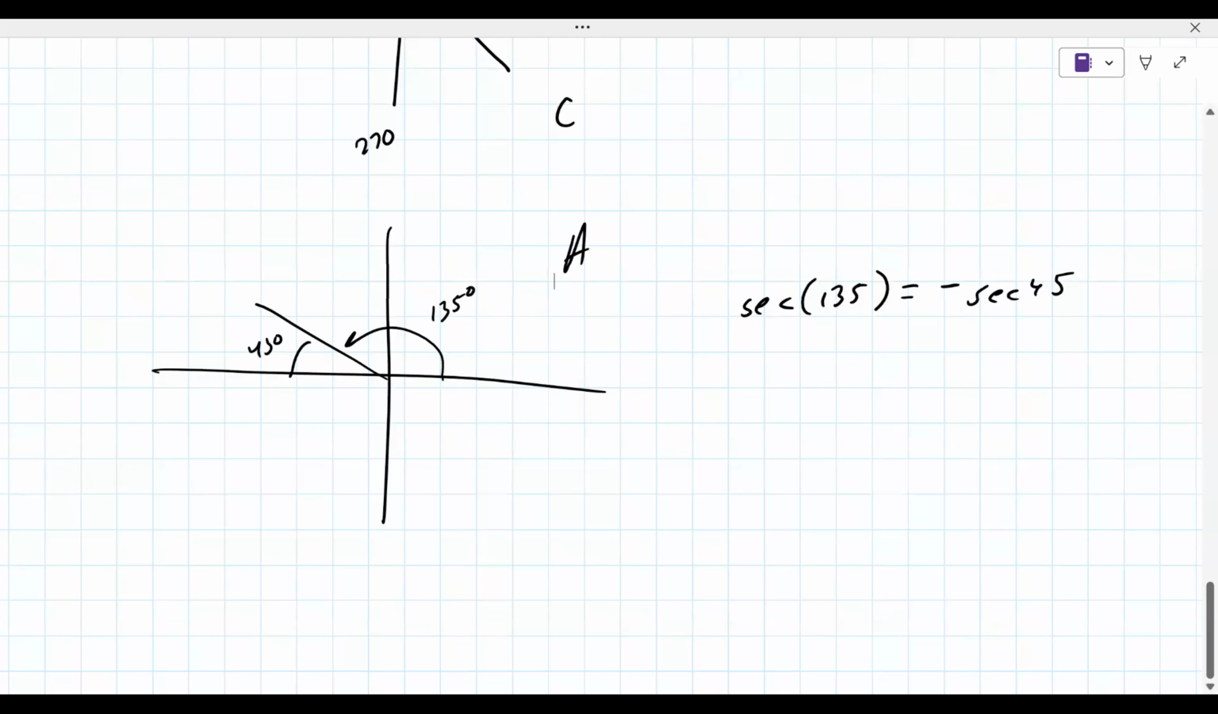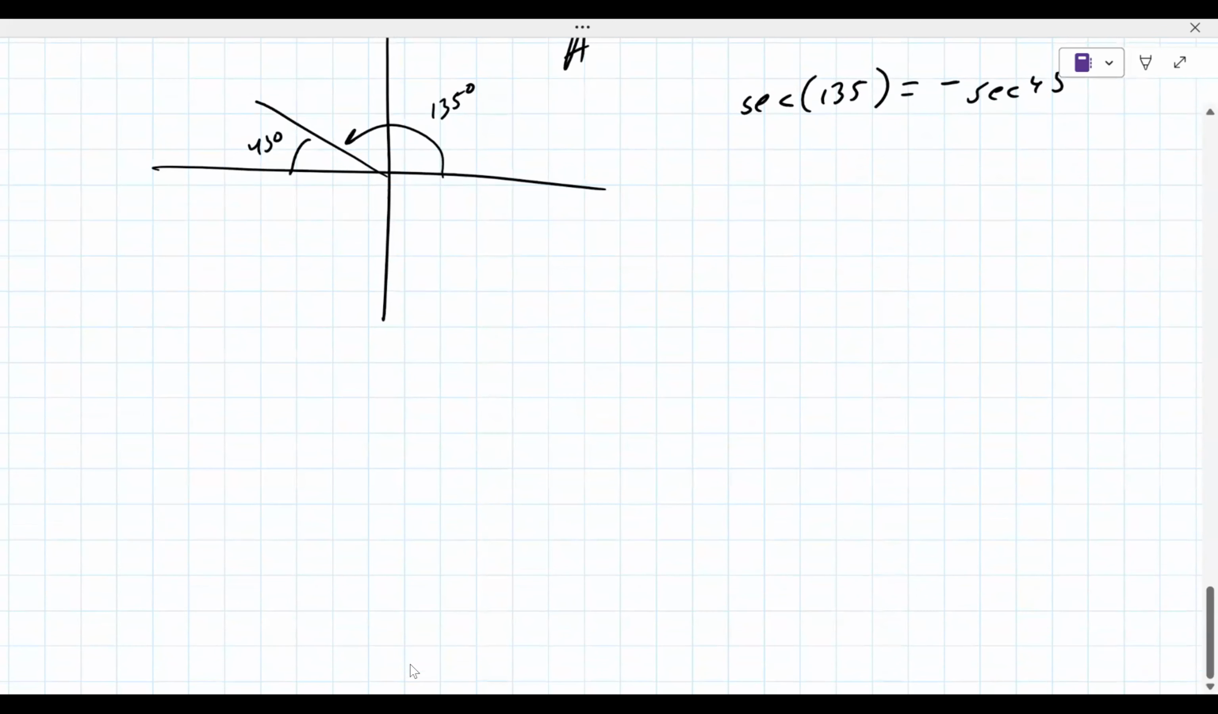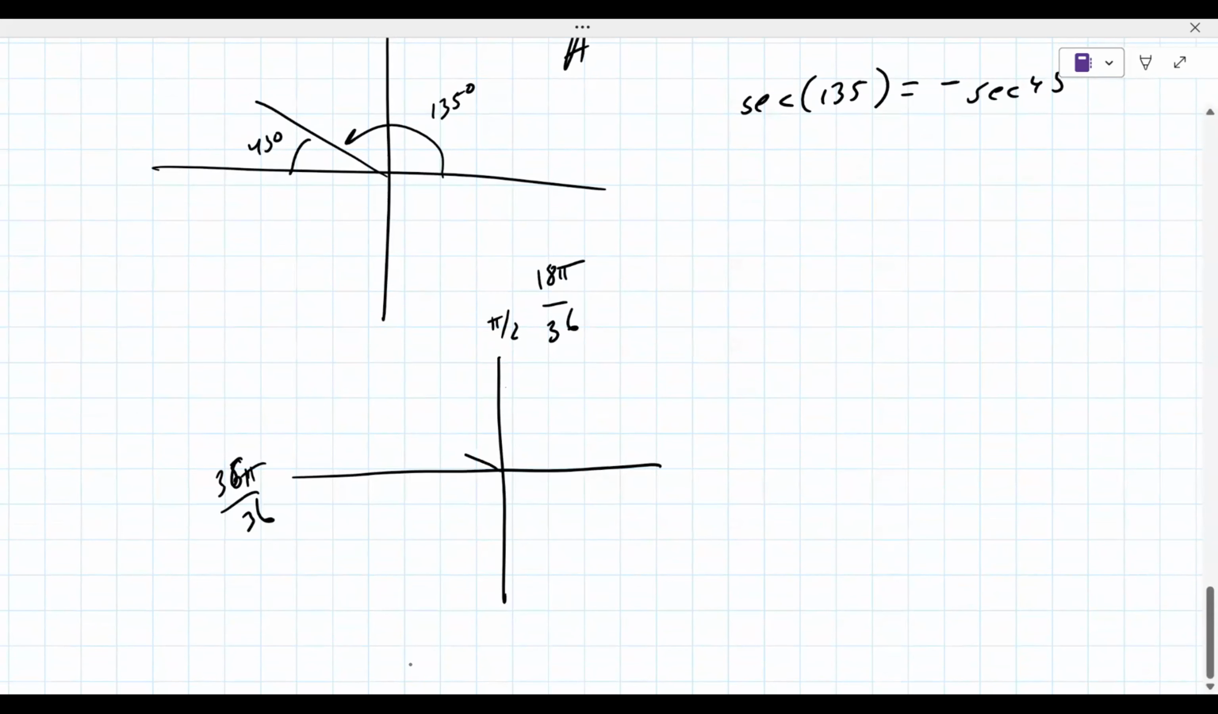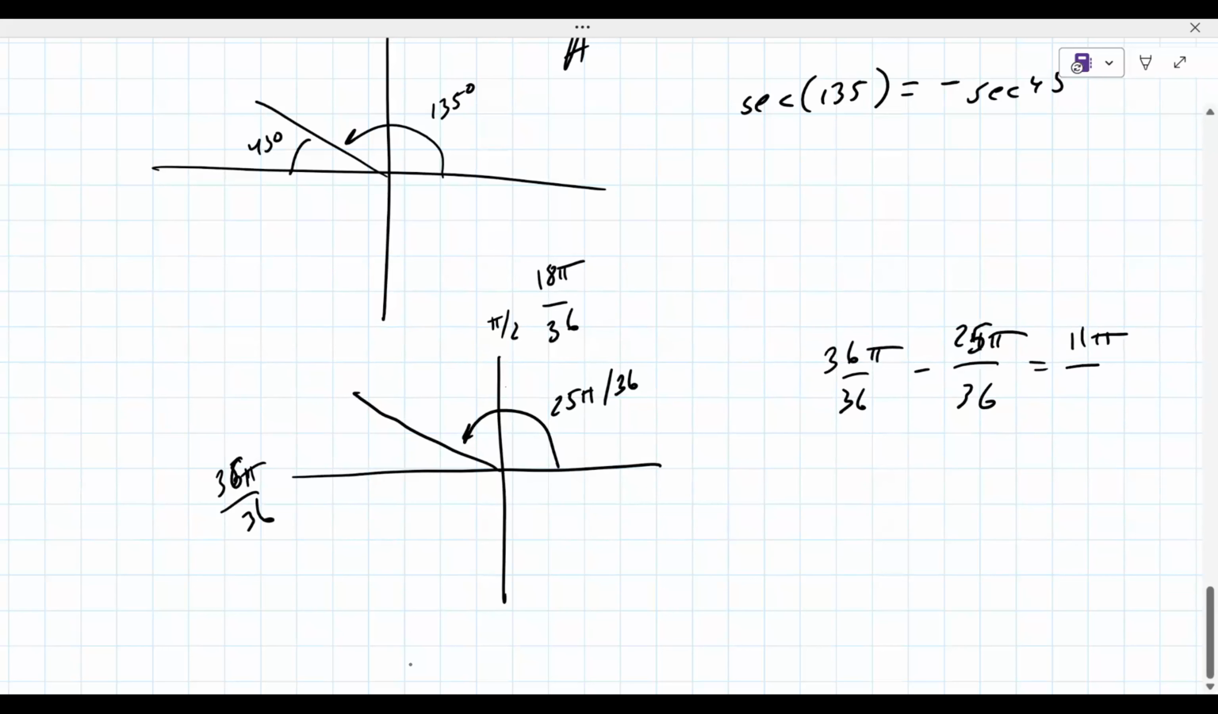This one's a little bit more difficult because it's in radians, but still doable. The idea is that this is really pi over 2, but if you switch to the new denominator, it's 18 pi over 36. And this is 36 pi over 36. So 25 pi over 36 is between the two of them. You take the 36 pi over 36, subtract the 25 pi over 36, and get 11 pi over 36. So that's your reference angle.